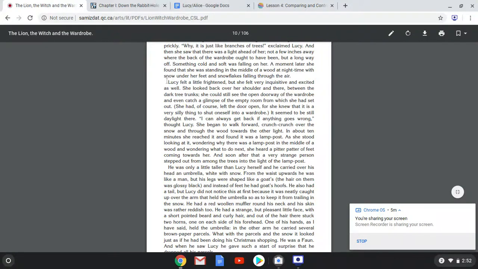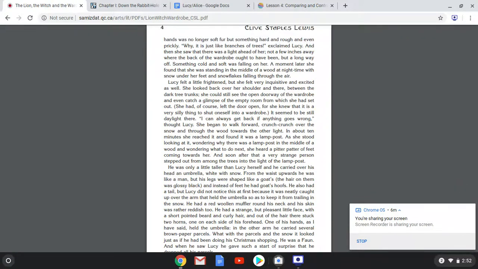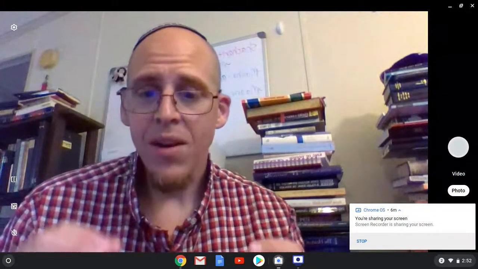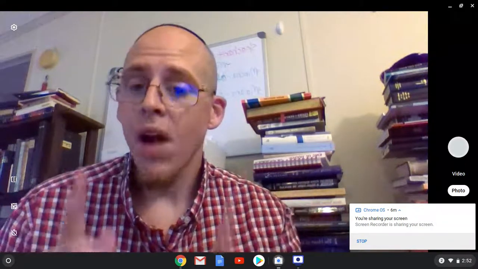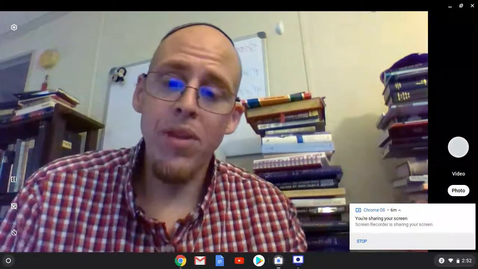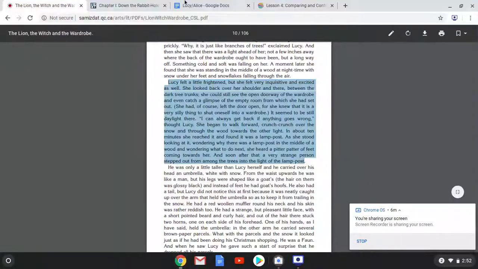Okay, so I'm here on page 4 where Lucy goes through the wardrobe into Narnia. And I like this. This is the main paragraph where that happens. It says, "Lucy felt a little frightened, but she felt very inquisitive and excited as well." If the text tells me what's going on with the character, that's probably something important. So I'm going to take that entire quote and I'm going to put it into my graphic organizer.